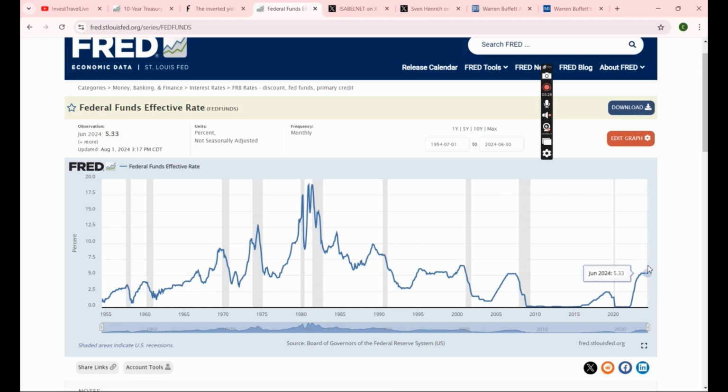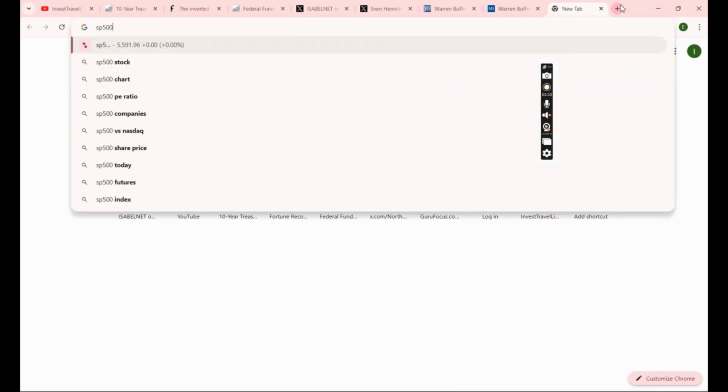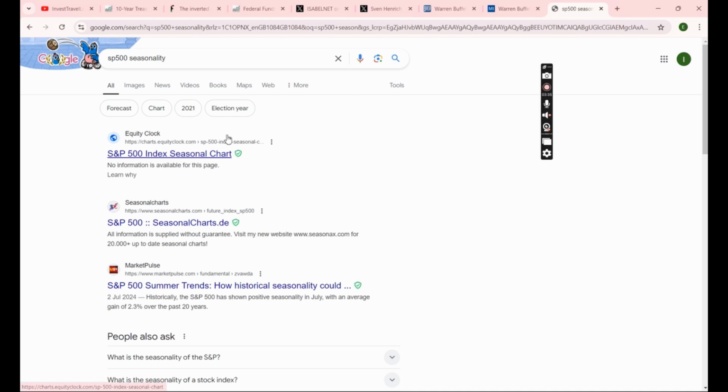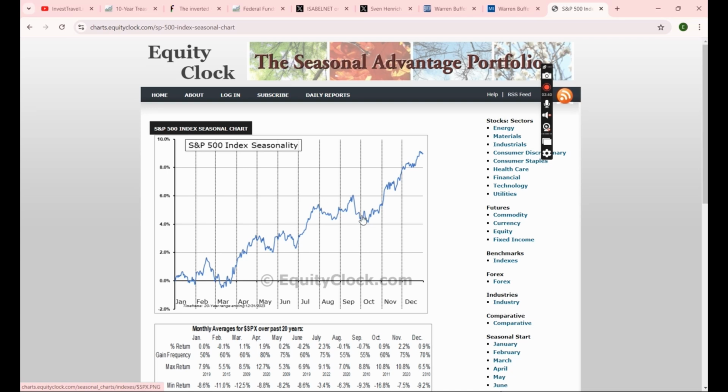Normally, according to the S&P 500 seasonality, we should expect to have some good months. This is the average of the last 20 years, I believe. So we should expect to have some good months towards the end of the year. Normally issues arise more in January to March. So let's see how this plays out. Again, it's something worth keeping an eye on.